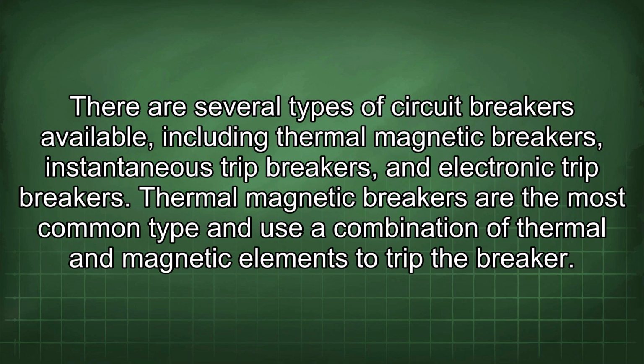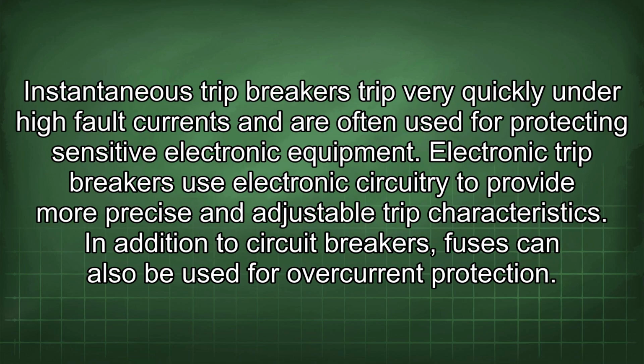There are several types of circuit breakers available, including thermal-magnetic breakers, instantaneous trip breakers, and electronic trip breakers. Thermal-magnetic breakers are the most common type and use a combination of thermal and magnetic elements to trip the breaker. Instantaneous trip breakers trip very quickly under high fault currents and are often used for protecting sensitive electronic equipment. Electronic trip breakers use electronic circuitry to provide more precise and adjustable trip characteristics.